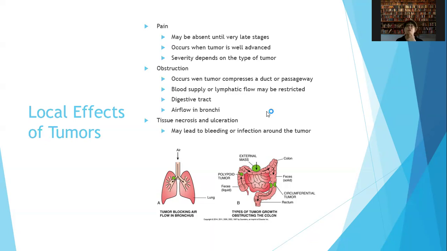And then tissue necrosis and ulceration from pressing on the surrounding tissues, so the surrounding tissues may lead to bleeding or infection around the tumor. And remember, one of the warning signs of cancer was unexplained, unusual bleeding. This could be the reason.